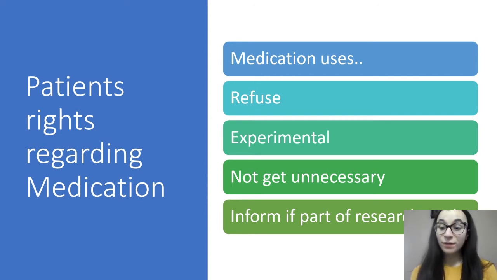Number two, they have the right to refuse. If they're alert and oriented and they're an adult, they have the right to refuse the medication, even if it could cause them X, Y, and Z. Number three, they have a right to be told if they're part of an experiment.